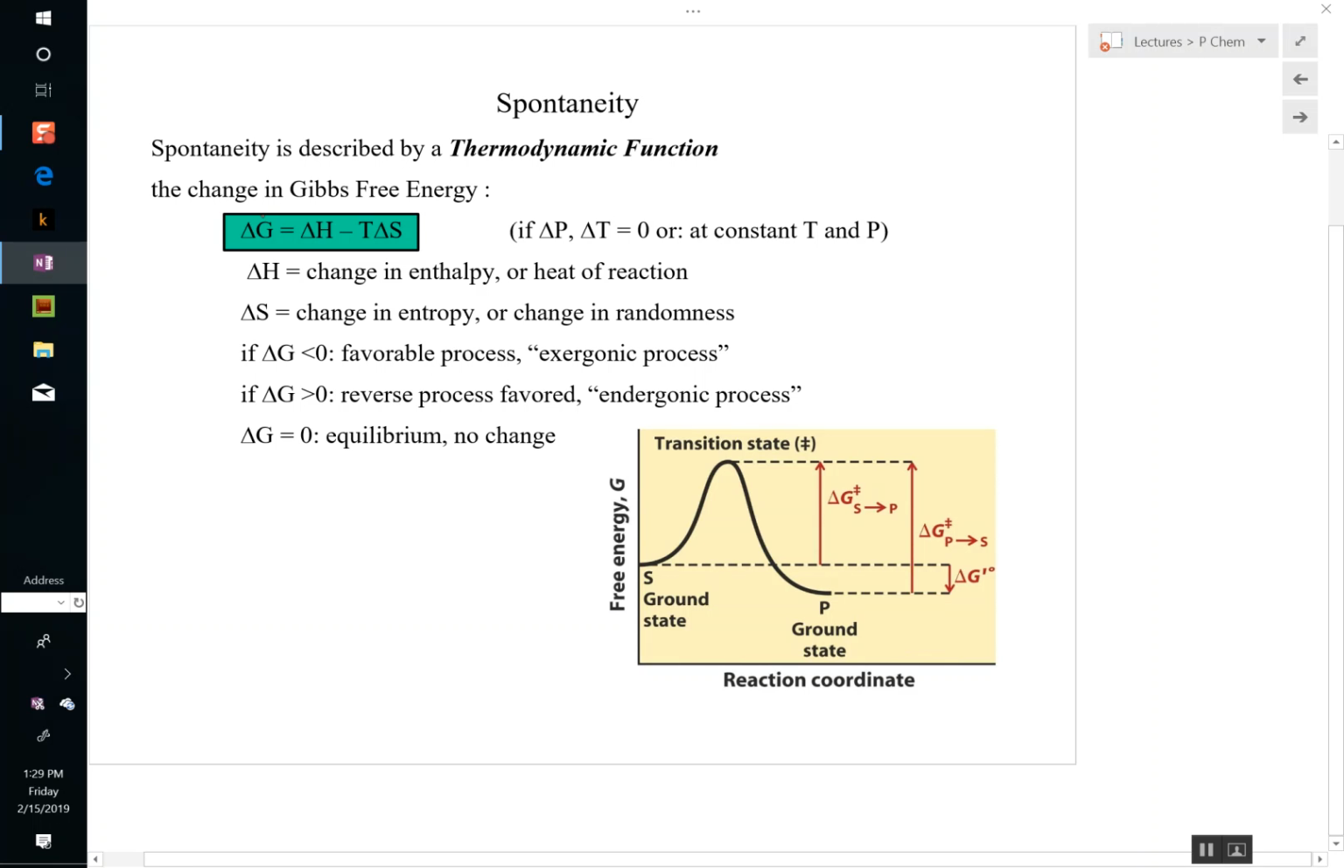So delta G is equal to delta H minus T delta S. There's going to be a temperature dependence on this whole thing. And we're talking absolute temperatures. So a delta G under one set of conditions can really be different under a different set of conditions because of the temperature involvement here.